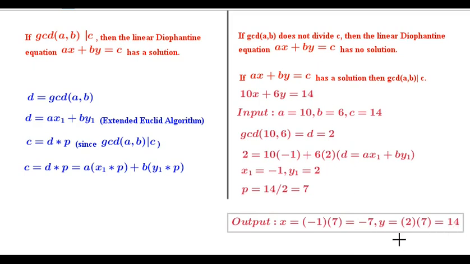So let's verify whether this particular solution is correct or not. If we substitute x is equal to -7, then we will get -70, and if we substitute y is equal to 14, then we will get 84. So -70 plus 84 is equal to 14. So our answer is correct.